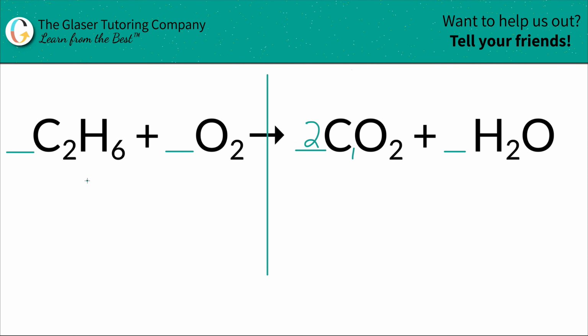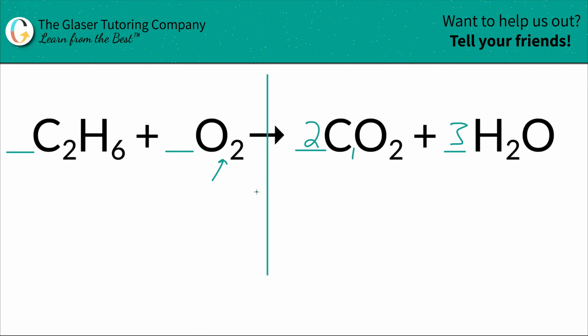Next, we're going to work with hydrogen. We have 6 hydrogens on the left, and we have a total of 2 hydrogens there on the right. That's obviously not balanced. So what number do you have to place in here when multiplied by 2 will give you a total of 6? 3. So that's finished.